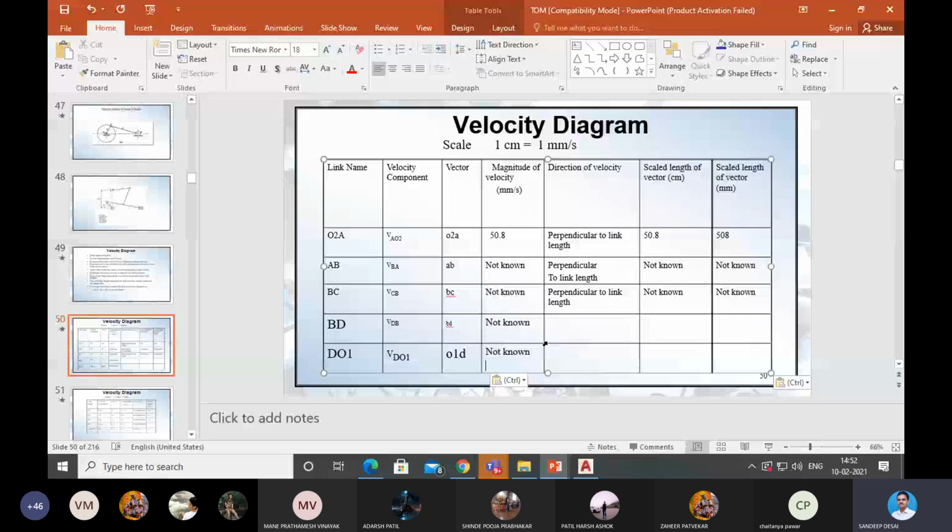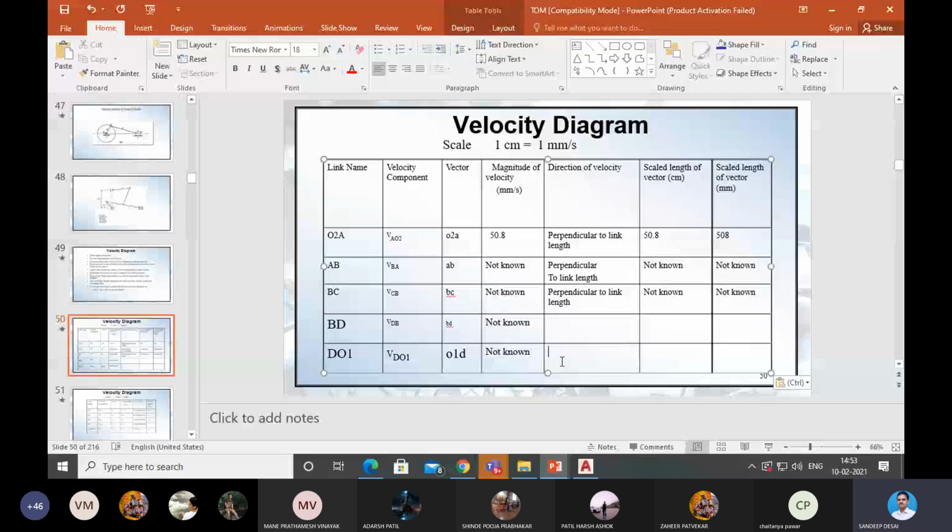Now let us come to direction. Once again, let me repeat. If we have to draw a vector diagram, we should know magnitude as well as direction. Magnitude is known, rather it is calculated, for the first link, the driving link or crank. For other links it is not known. So let us write it very specifically: not known at present. Direction of velocity of all the links will be known to you.